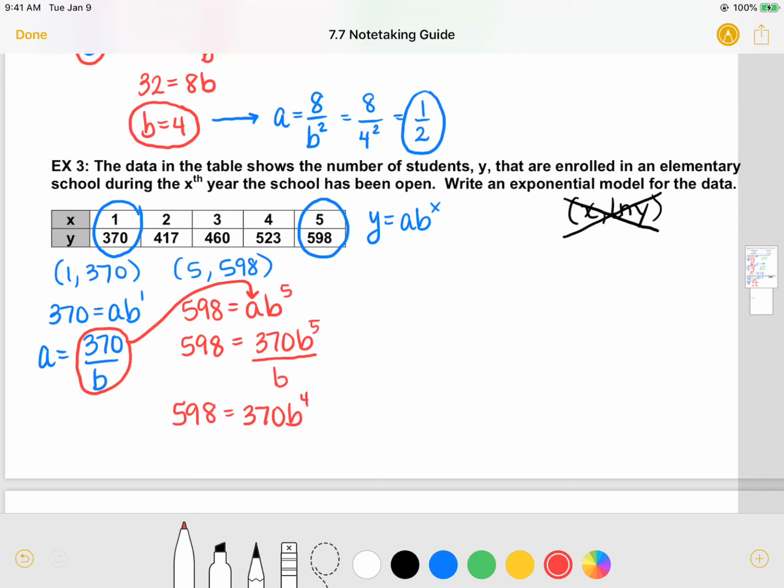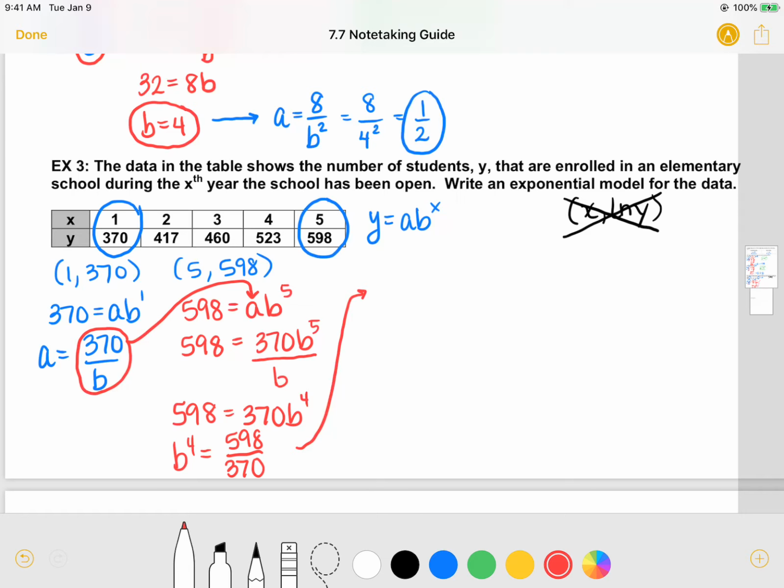Okay? So now we want to solve for b. So I want you to go ahead and divide both sides by 370. So b to the fourth power equals 598 divided by 370. Okay? The next step here would be to take the fourth root of both sides.